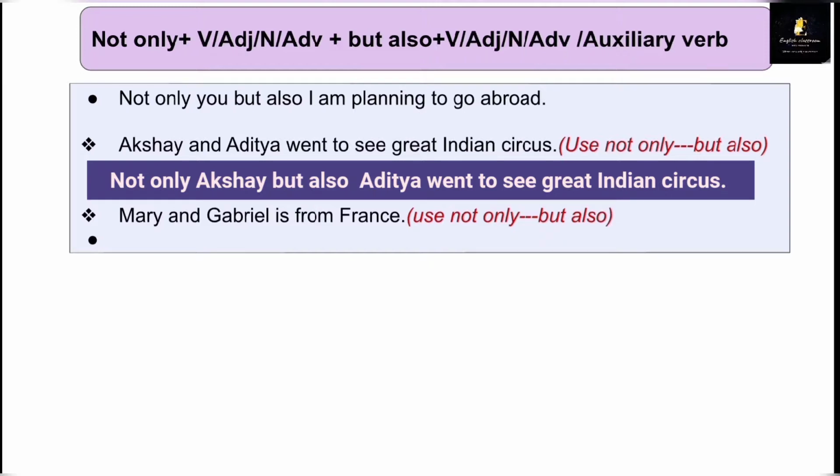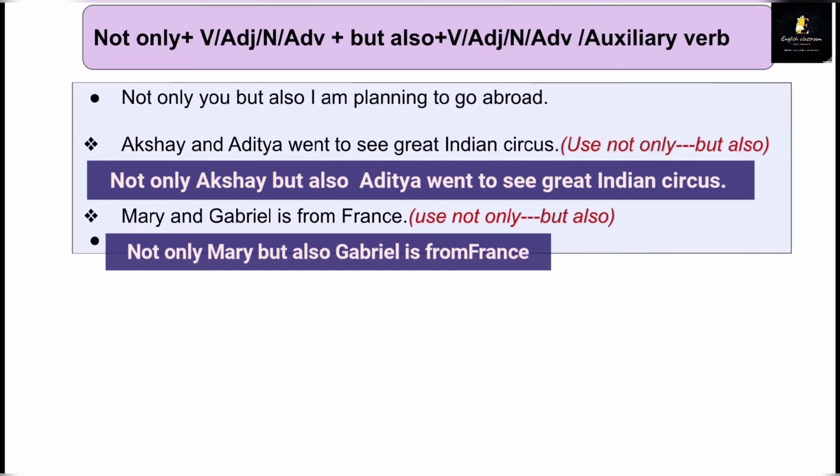And our last sentence, Mary and Gabriel are from France. So we can use not only before Mary and but also before Gabriel. So not only Mary but also Gabriel is from France. Students, I hope the concept of not only but also is clear to you.